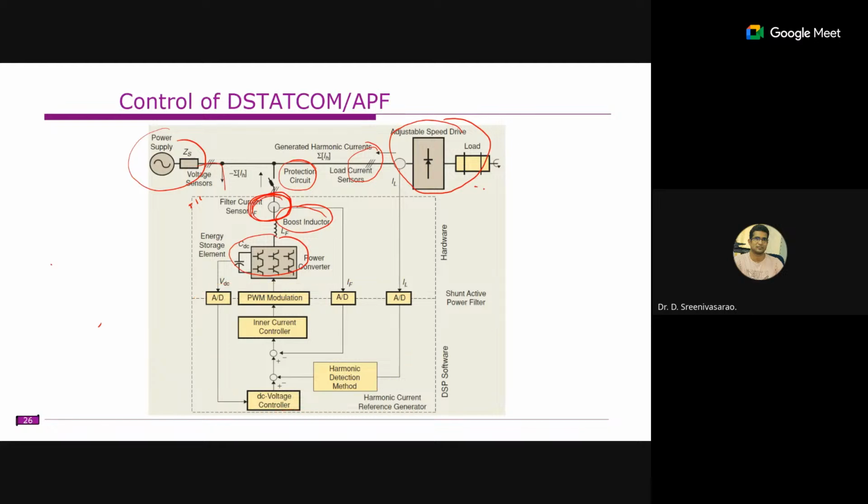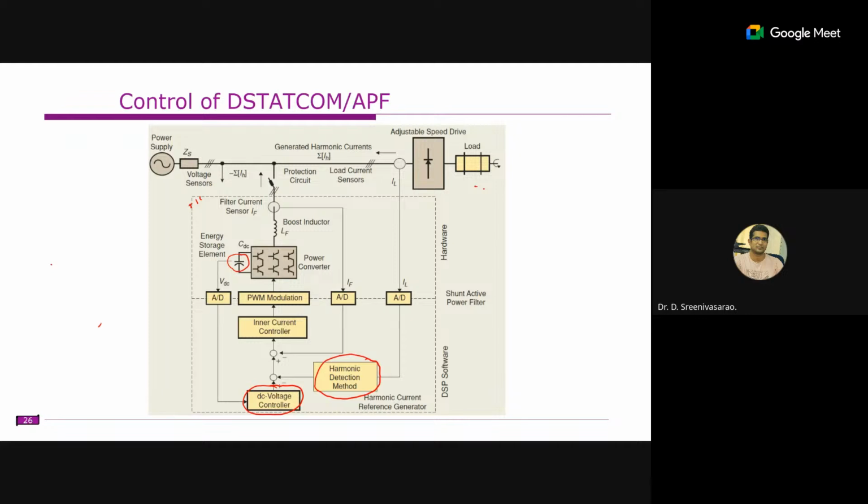So this is all the control of the STATCOM. The first thing is, if you want to operate the power converter and inject harmonics into the system, we need to calculate what kind of harmonics are present on the load side. The next thing is the DC voltage controller, which means your objective is to maintain the DC voltage across this capacitor. That also we need to do.